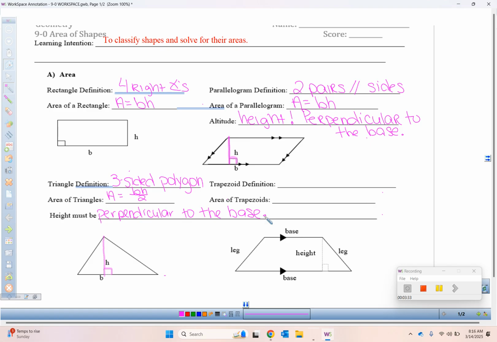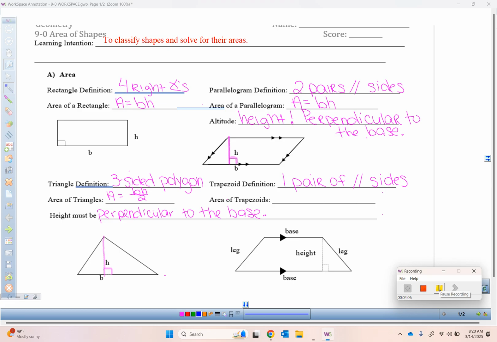Okay, and now we're going to talk about a trapezoid. We have a picture of a trapezoid right here. And if you remember, a trapezoid has 1 pair of parallel sides.